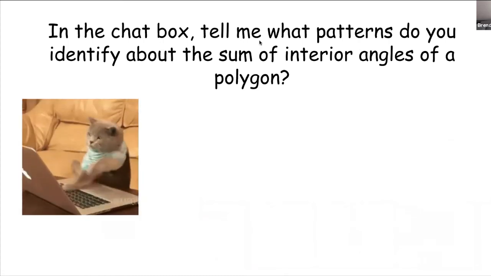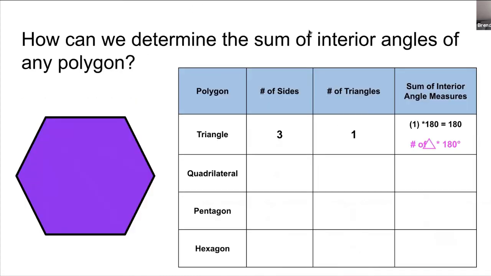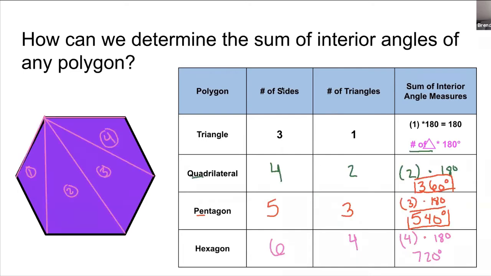So notice that we were given the table. Let me go back. We have now the number of sides and the number of triangles. What do you identify here? Go ahead and write that out in the next slide. I know it says chat box, but it's going to be on the slide since we are doing this asynchronously.